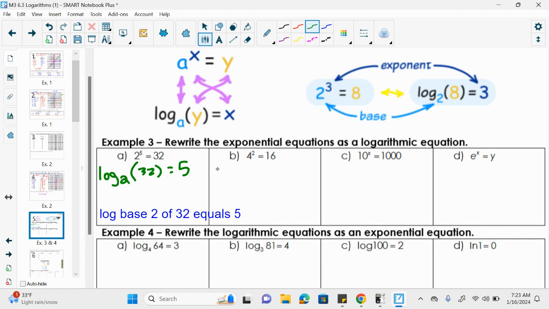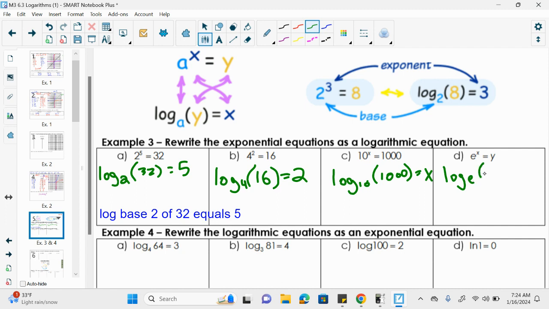So let's do some more. So log base 4 of 16 equals 2. If we look at C, log base 10 of 1,000 equals x. Last one, E, remember e is that irrational number that we talked about before that came up when we were dealing with compound interest. So we would write this as log base e of y equals x.